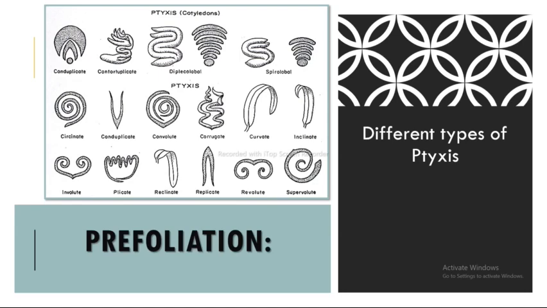The next and last type is the supervolute. The supervolute condition means the lamina has one edge tightly enrolled and the other loosely enrolled, covering the first, loosely convolute. So these are all the different types of ptyxis as shown in the figure.